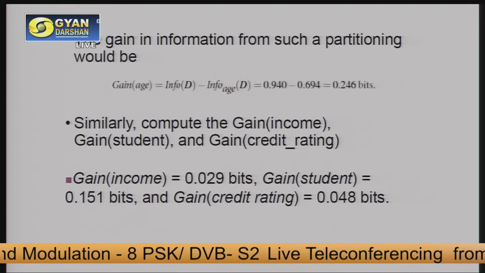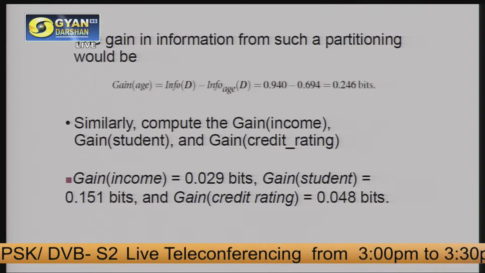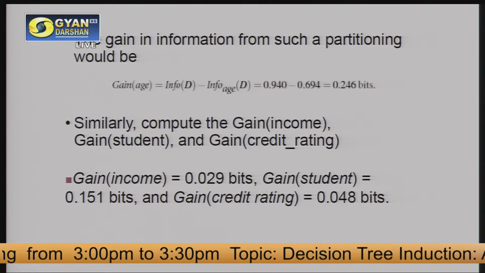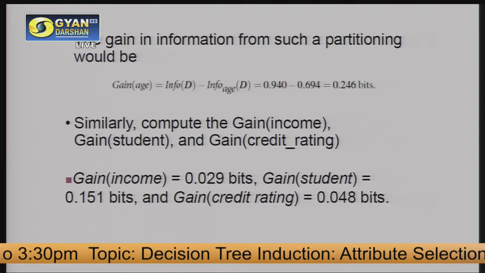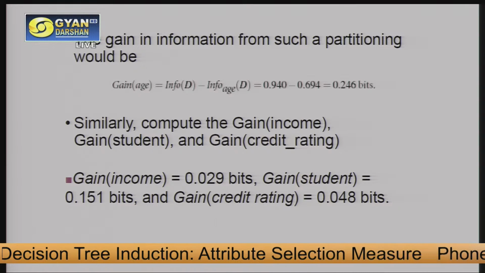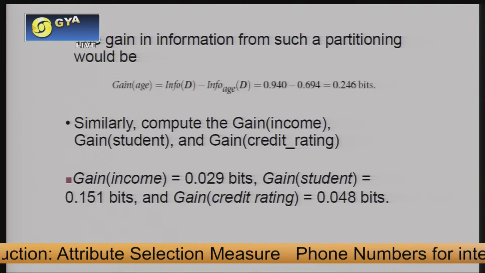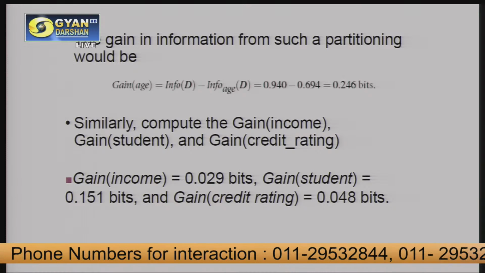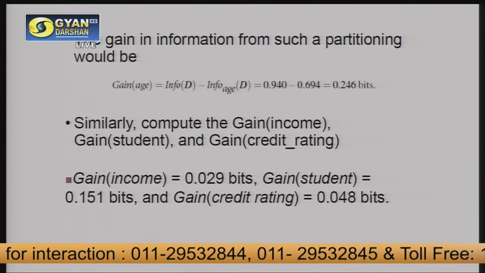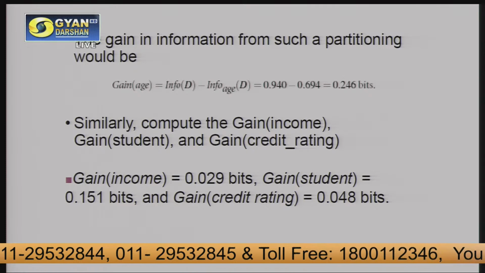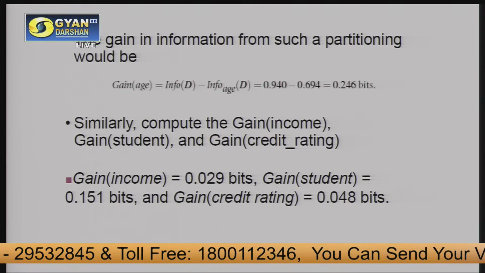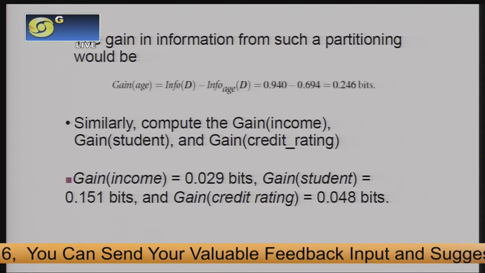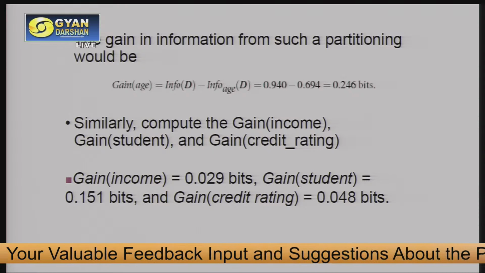Now, once we have the expected information for the complete data partition and the expected information for the age attribute, we have to calculate the gain values for the age attribute. In this category, we have 0.940 minus 0.694, which comes to somewhere around 0.246 bits here.